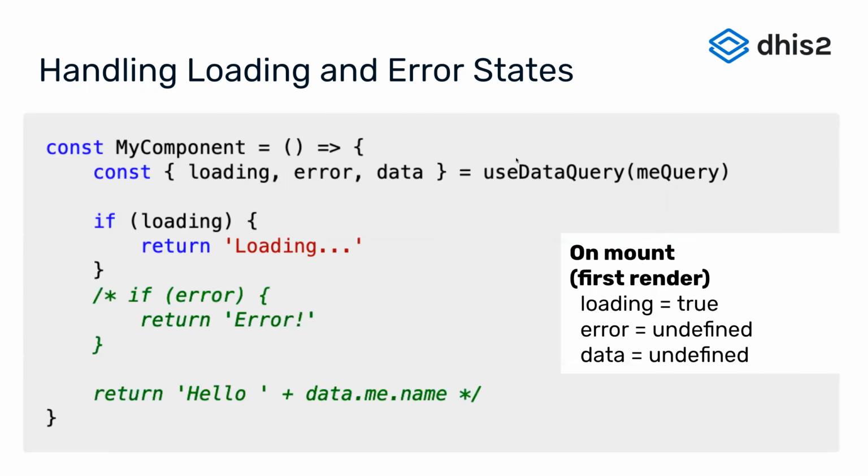So the first time through, we send off our query across the network, which means we're making an HTTP request to the DHIS2 instance. And the result is that we've started that query, that request, but we haven't gotten a response yet. So we don't know if it's an error. We don't know if it's successful. We don't know what the result is. That means the first time this function is called, it's called with loading equals true. Loading is a Boolean variable. We have an undefined error and undefined data.